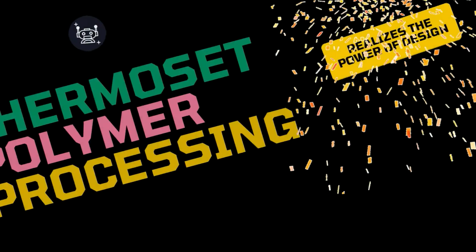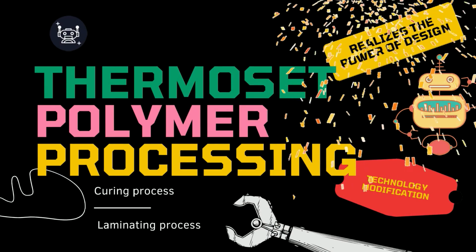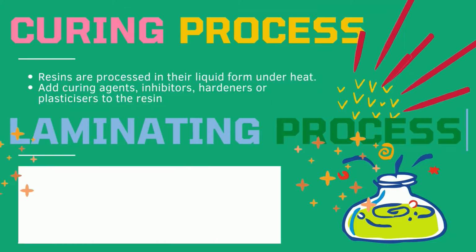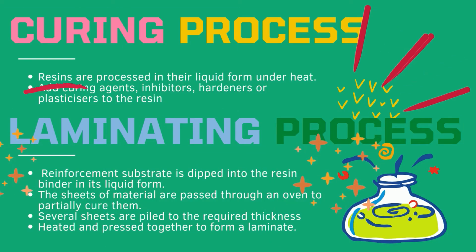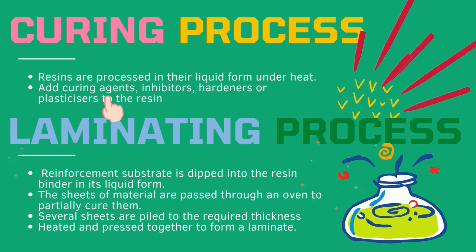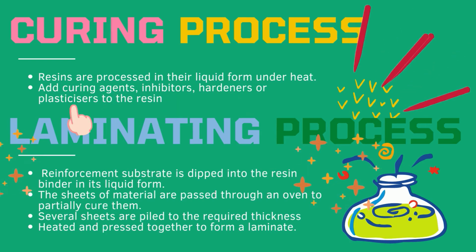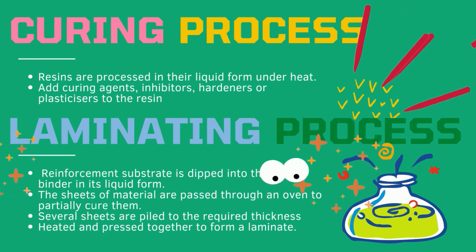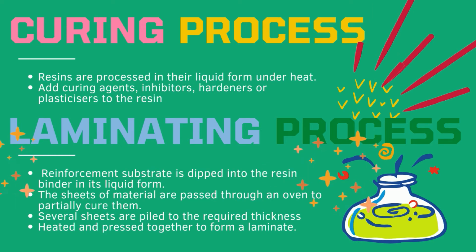and it will turn into a thermoplastic film. The mechanism to form a thermoset will include the curing process and also the laminating process. The curing process will make the resins from their liquid form, and then the curing agents, inhibitors, hardeners, or plasticizers will be added into the resin. For the laminating process, the reinforcement substrate is dipped into the resin binder in its liquid form, and then the sheets of the material will pass through an oven to partially cure them. The sheets will then be piled together and heat pressed to form a laminate.